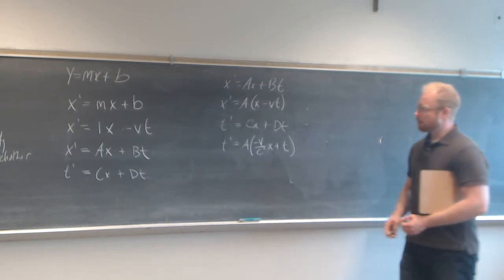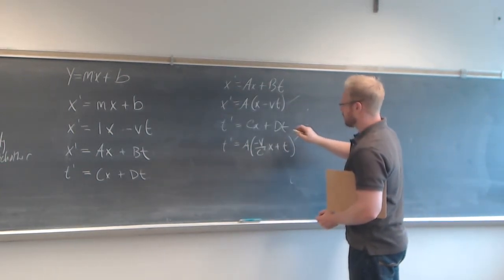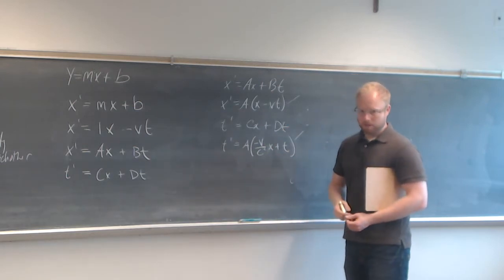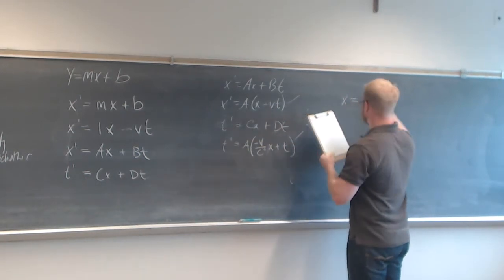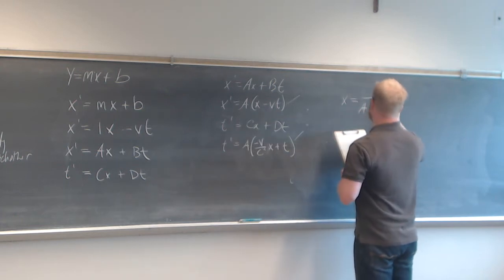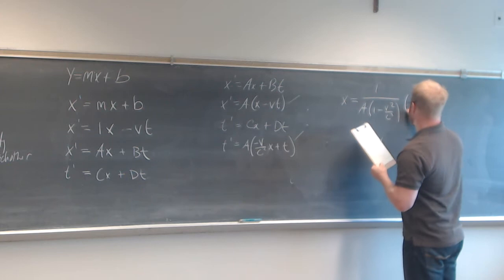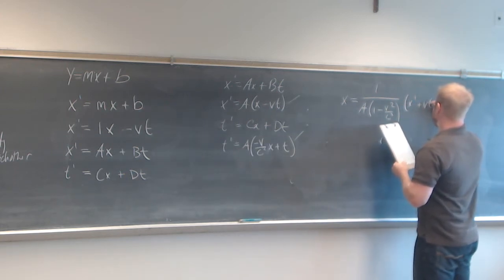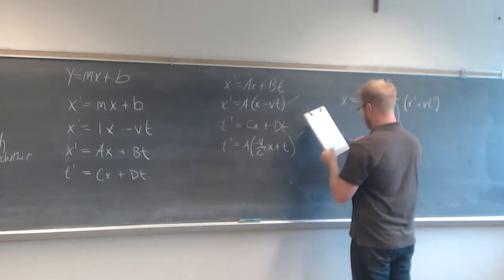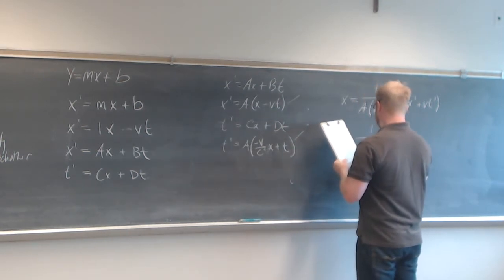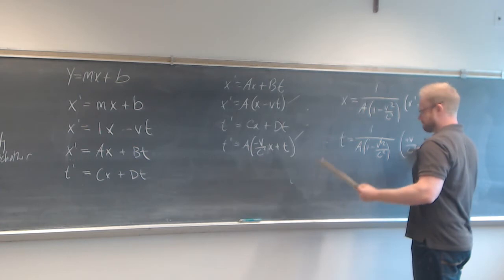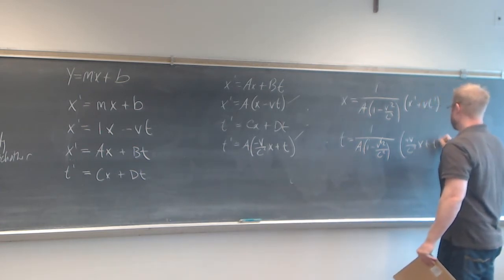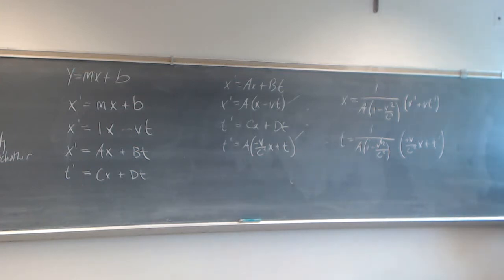Now these are x prime and t prime in terms of x and t. Now you can solve these the other direction. You have to solve these in the other direction. The answer becomes x is equal to 1 over a times 1 minus v squared over c squared, times (x prime plus v t prime), and t is equal to 1 over a times 1 minus v squared over c squared, times (t prime plus v over c squared x prime). Those are the same equations. There's nothing spectacular about them except we solved for the other variable.